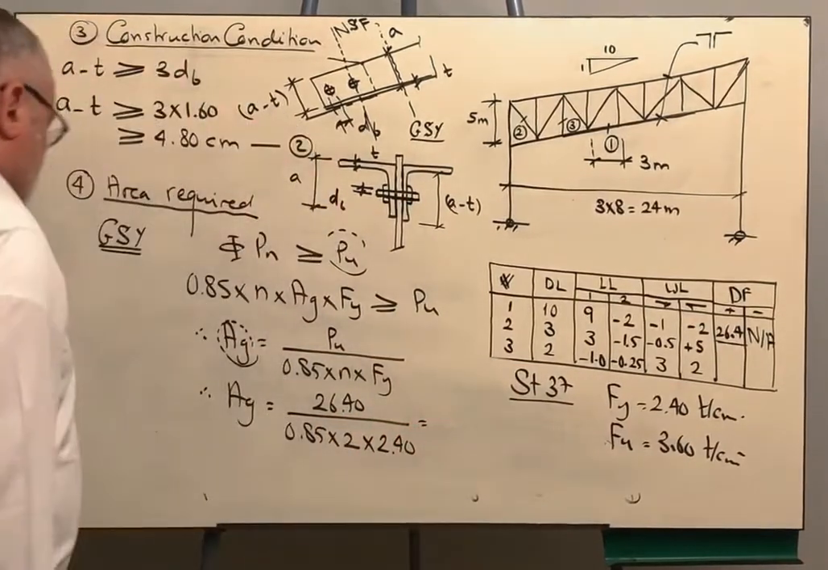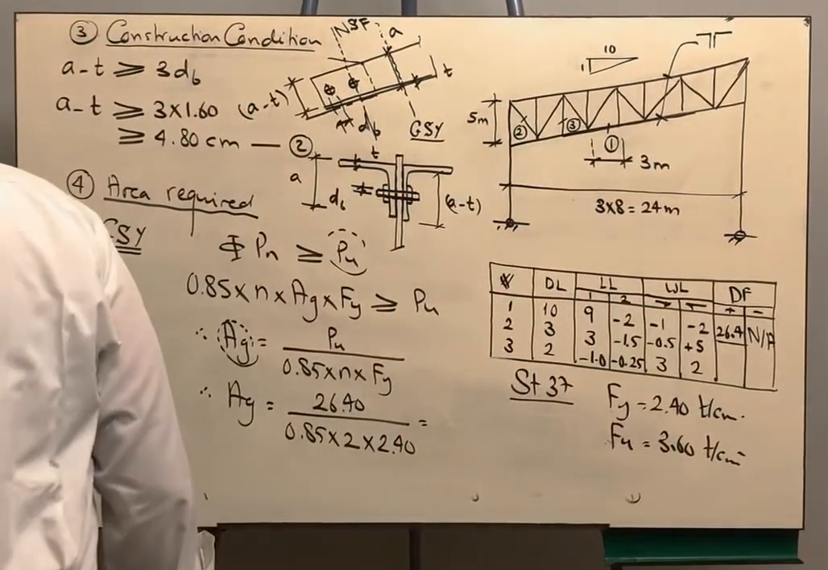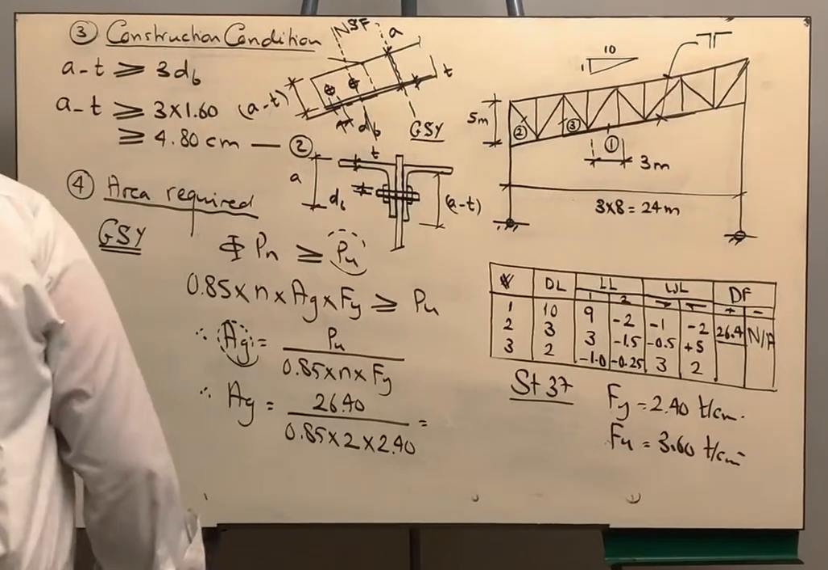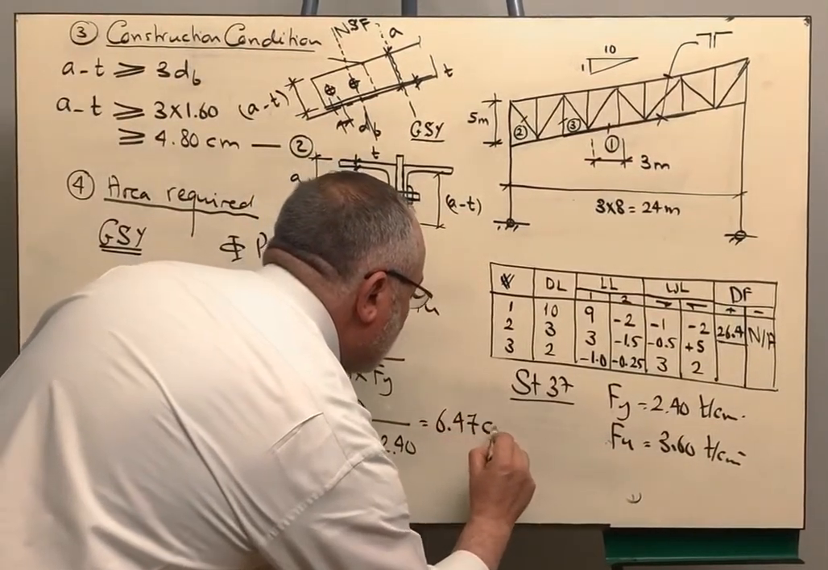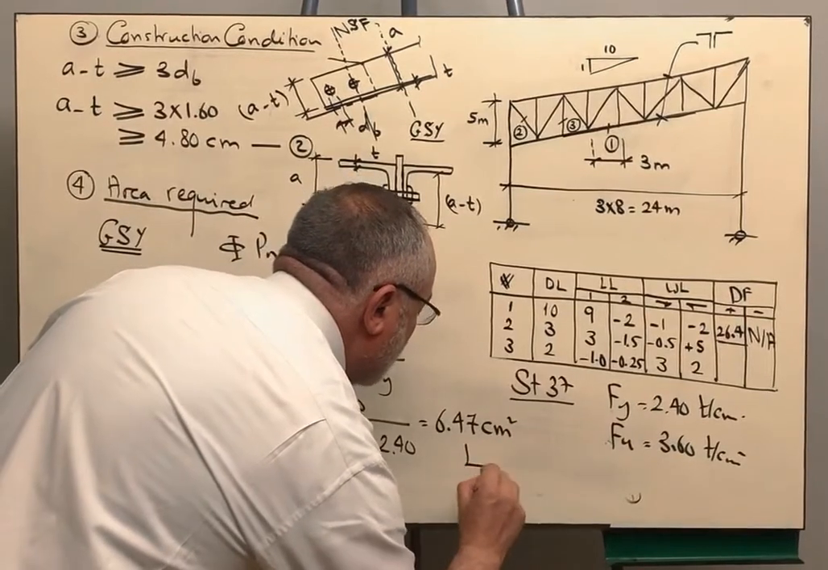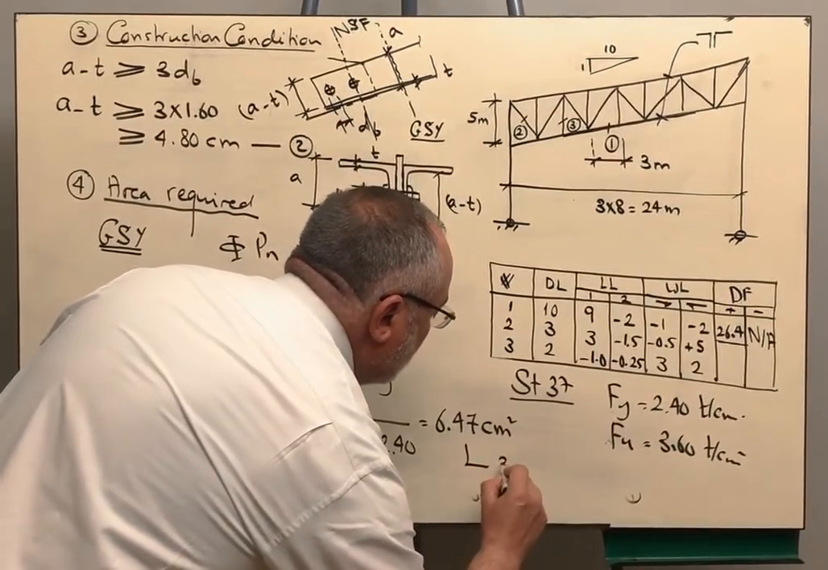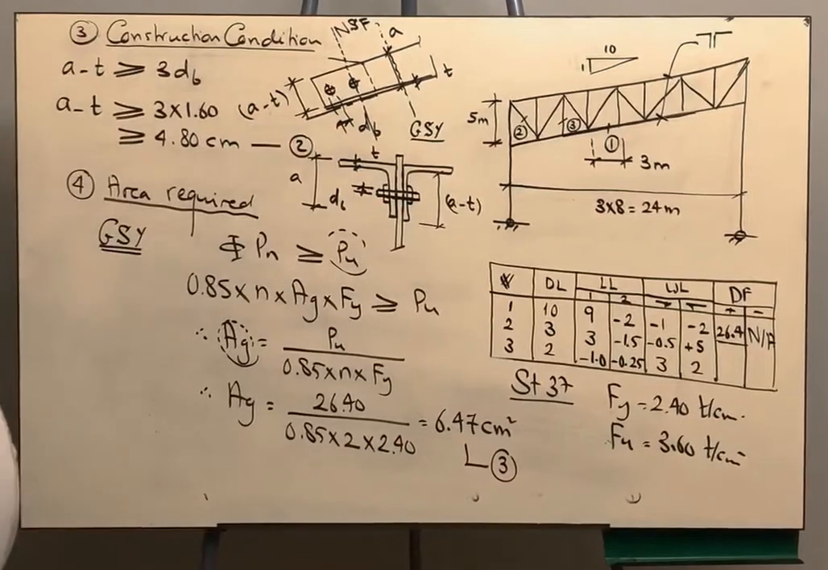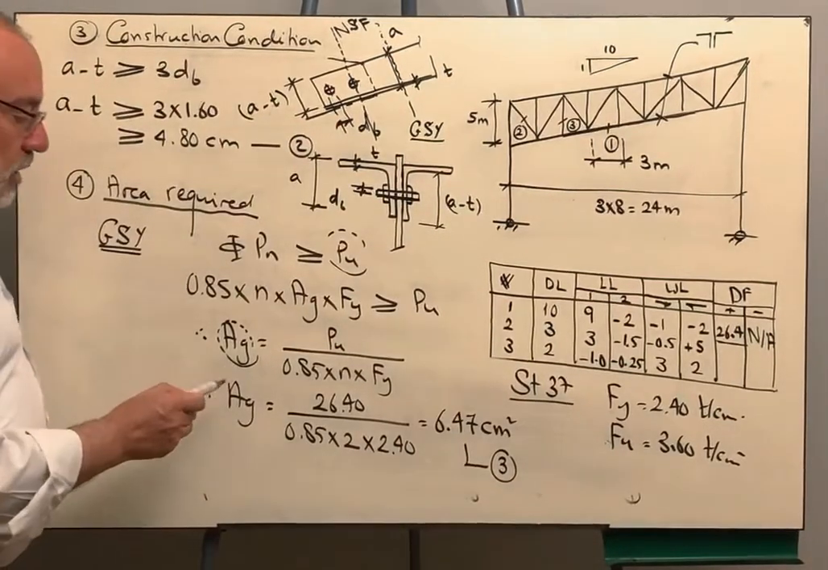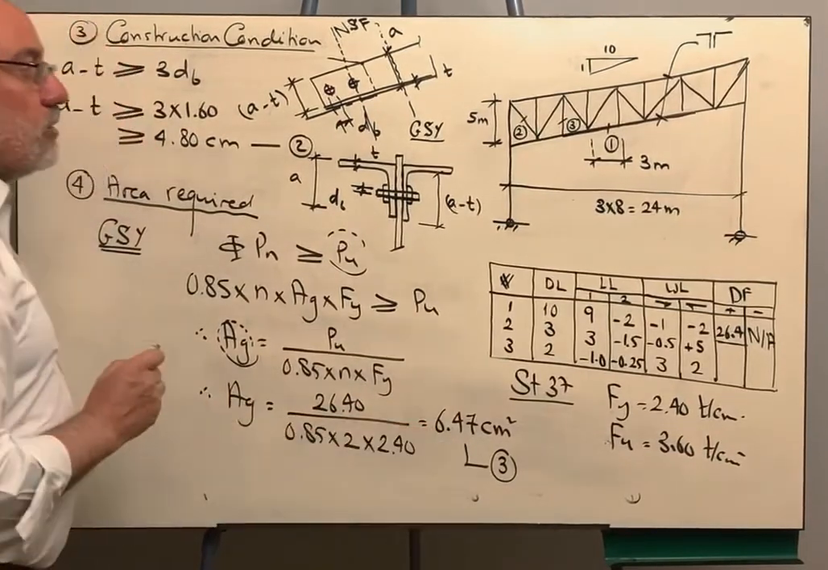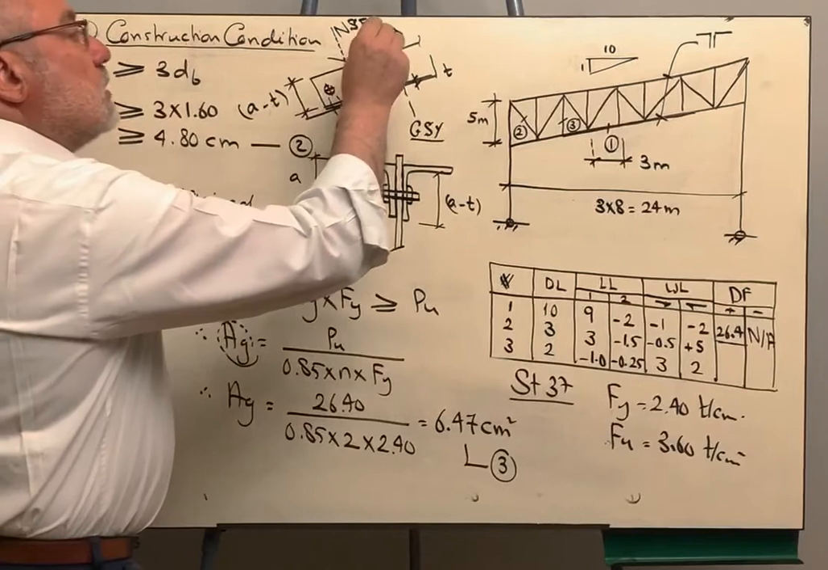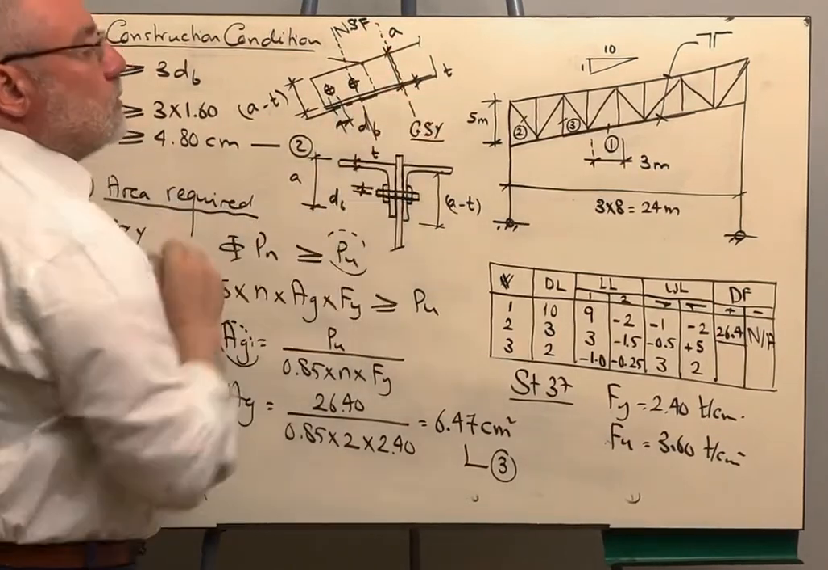So if you did that, you are going to get the first condition for the area, and it will be 6.47 centimeter square, and this is condition number 3. This is not only the failure mode. Now, if you selected the area of the angle to be not less than 6.47, you will guarantee that the angle will not cut in the middle.